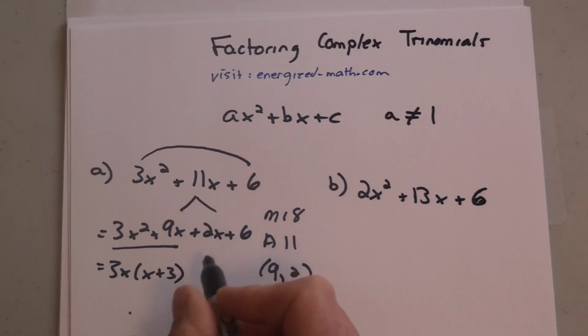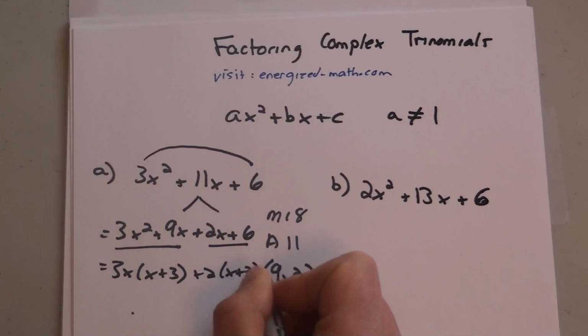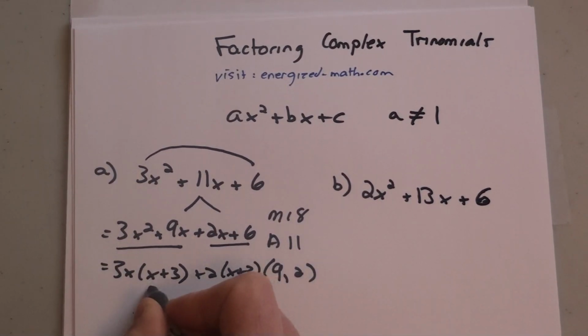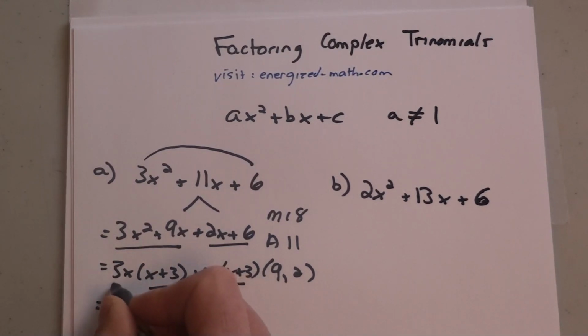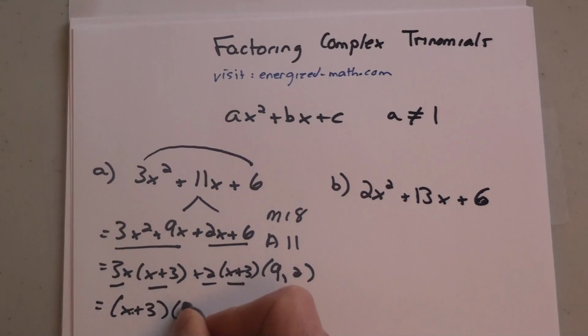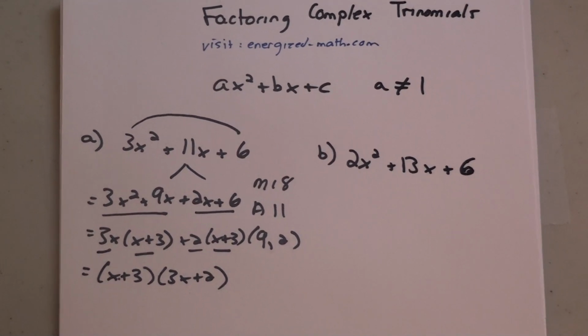What can I take out from the second two? I can take out a 2. Then I'm left with x plus 3 again. Those two brackets are going to be the same, and you can put it in front, and you'll have your leftovers of 3x and a 2 afterwards. This is called decomposition. There are many forms of factoring for complex trinomials. This is just one of them.